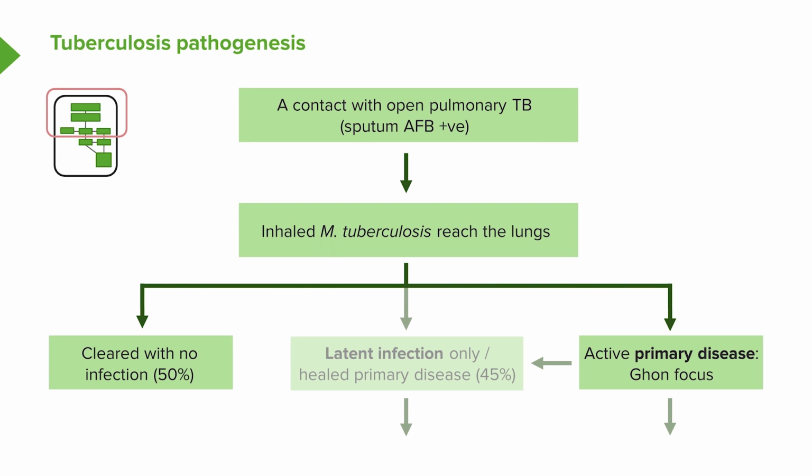In some people, it will actually start to cause primary disease or replicate enough to cause infection in the lung. And that's classically described as a Ghon focus, where you have a mid-zone patch of abnormal shadowing representing the replicating bacteria and the inflammatory response to that infection at that point.